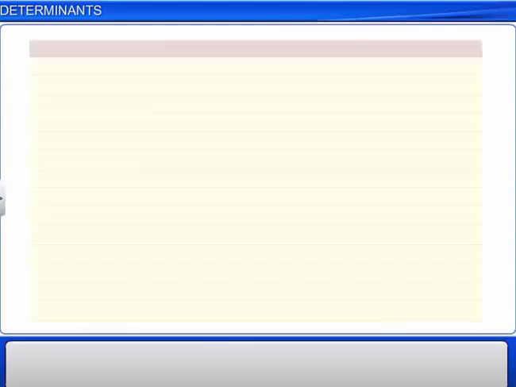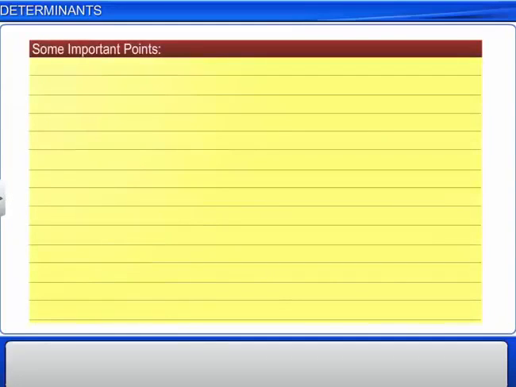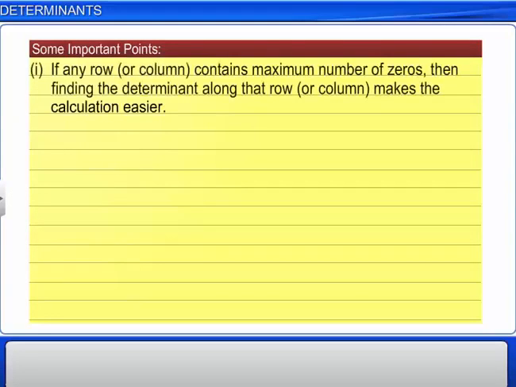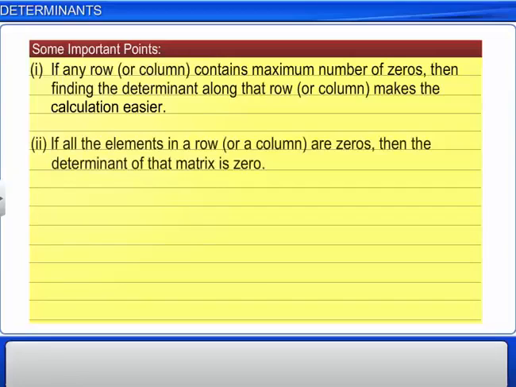Some important points to be kept in mind while finding the determinant of a square matrix are: if any row or column contains the maximum number of zeros, then finding the determinant along that row or column makes the calculation easier. If all the elements of a row or a column are zeros, then the determinant of that matrix is 0.